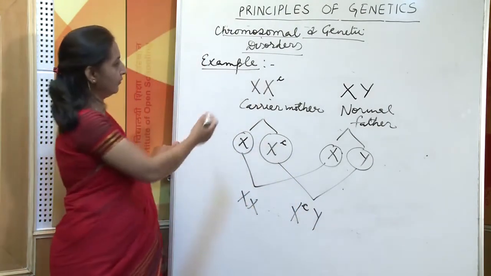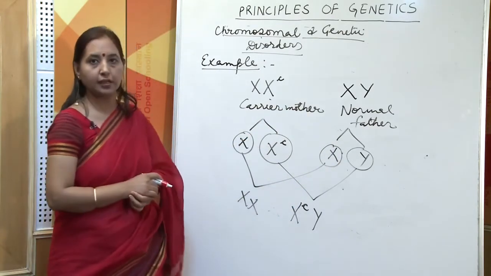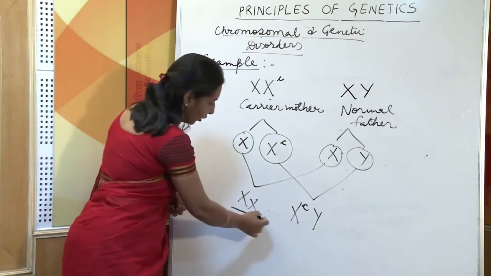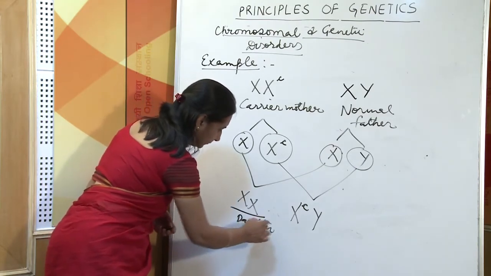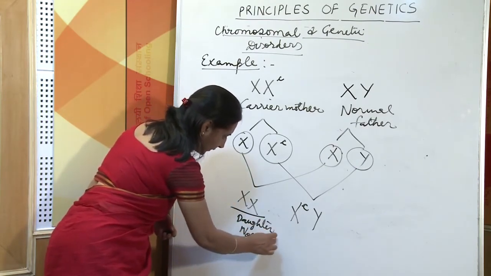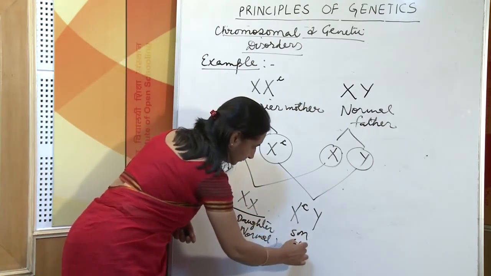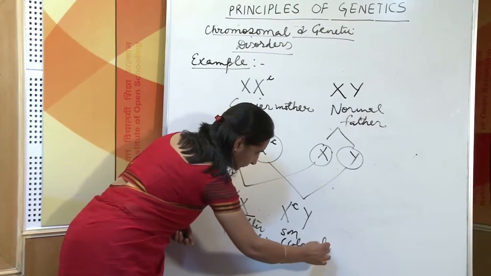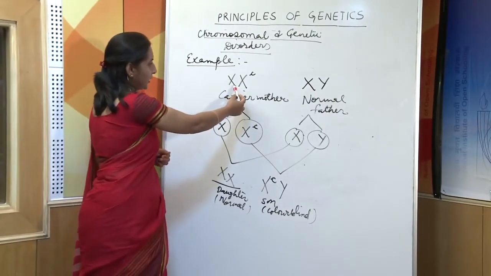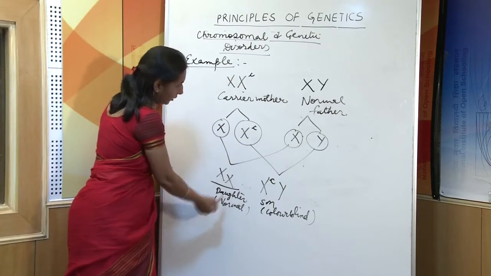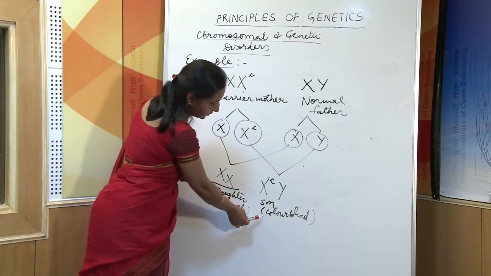Here we can see if a carrier mother marries a normal father, meaning one who does not suffer from color blindness, the daughter is normal, whereas the son is colorblind. Here we can easily see that the carrier mother transfers the X chromosome to the daughter and the defective chromosome carrying the color blindness gene to the son.